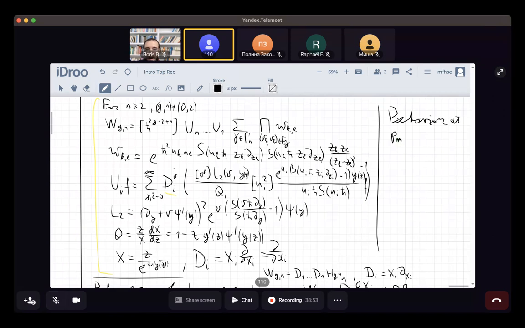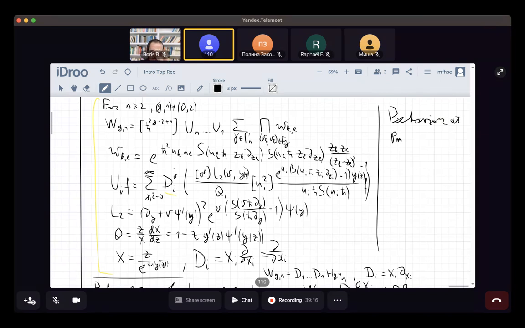To fix some M, and let's look at the behavior of this guy at PM. Where can the poles at PM come from? It's clear that they can come from Di, right? Now, we're interested only in the dependence on Z1, let's say. So let's look at only U1. So this will be D1 to the power J, right?